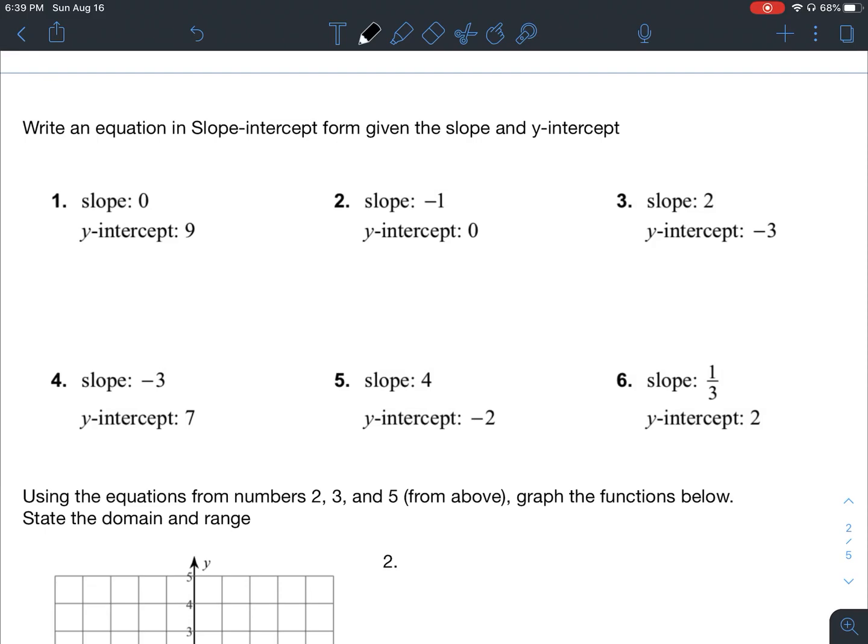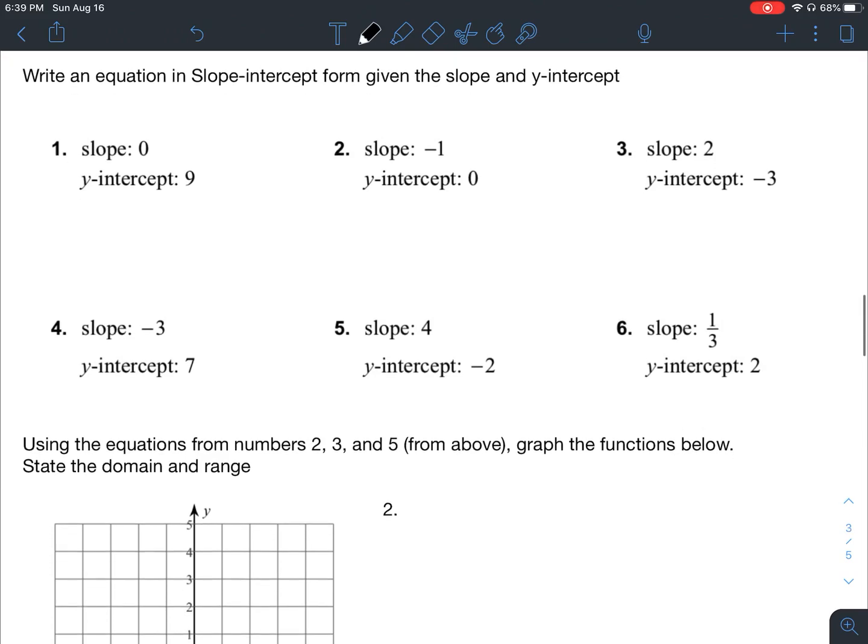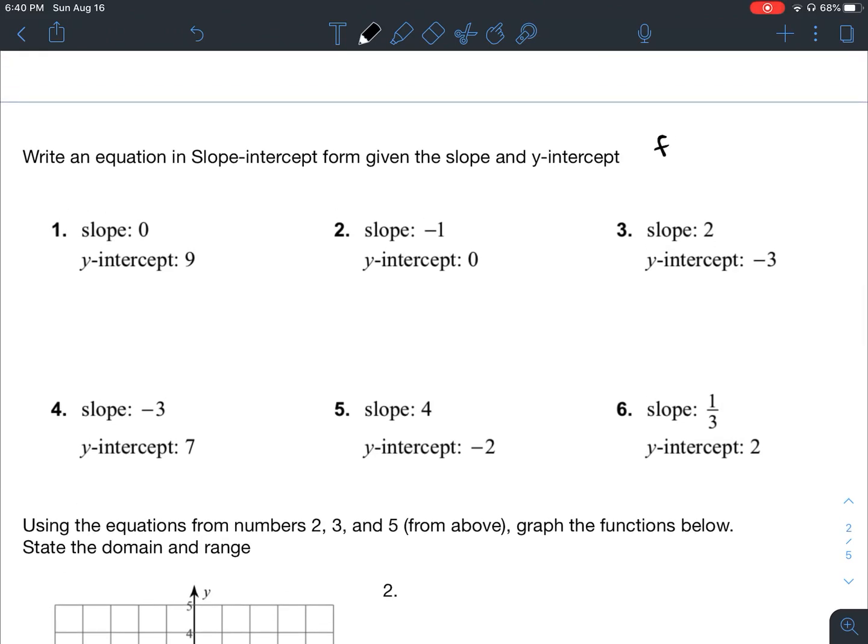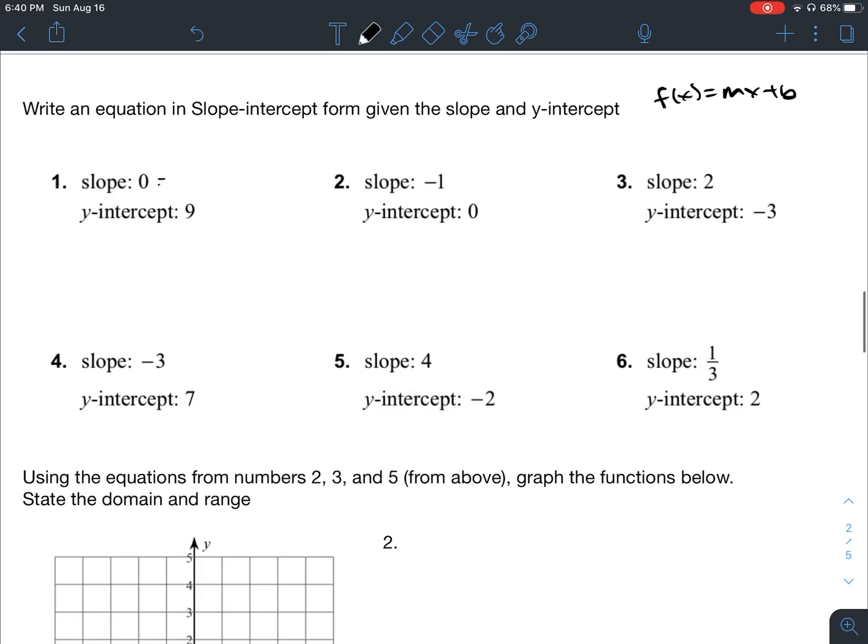Now, in these ones, 1 through 6, we have the slope and the intercept provided. Let's just go ahead and write it in the equation form. So again, we're going to write our equation. f of x is equal to mx plus b. So our slope is equal to m, y-intercept is equal to b. So f of x is equal to 0x plus 9.